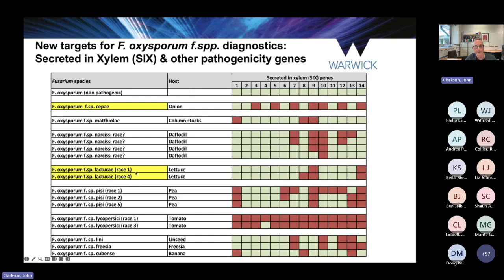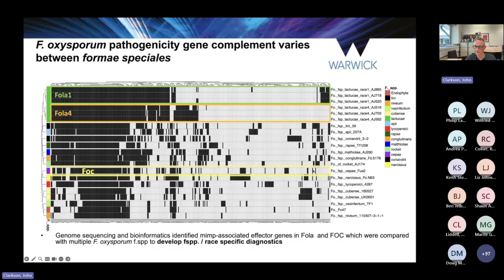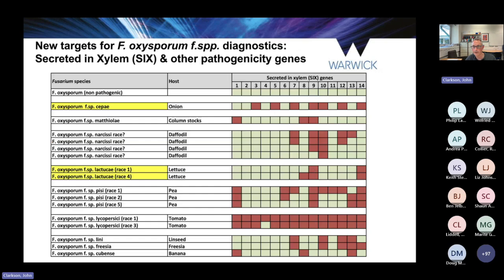And for lactucae, I've highlighted a couple of the races, race 1 and race 4. Race 1 contains 6, 9 and 14, and race 4 also has 9 and 14, but also has 6 and 8. So hopefully that gives you some background to where we're coming from in developing diagnostics and how we can begin to distinguish forma speciales and the races within them.